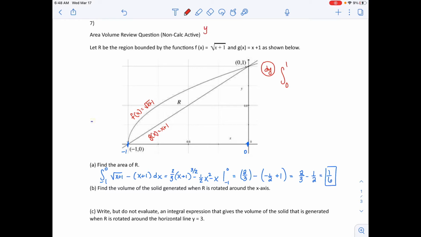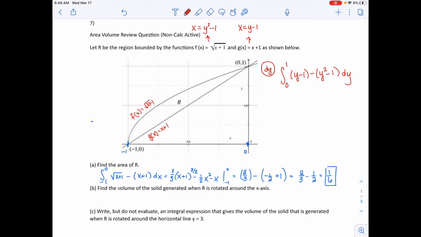So this is y squared minus 1. And this becomes x equals y minus 1. And so now we're going to do line minus curve, or right minus left. So y minus 1 minus y squared minus 1 dy, which you could calculate, and you would get the same answer of 1/6. So that's how you could do that in terms of y.